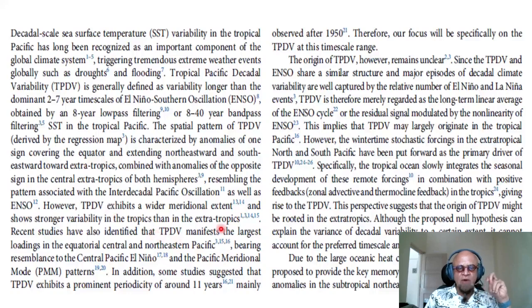However, TPDV exhibits a wider meridional extent and shows stronger variability in the tropics than in the extratropics. Recent studies have also identified that TPDV manifests the largest loadings in the equatorial, central and northeastern Pacific, bearing resemblance to the central Pacific El Nino and the Pacific meridional mode patterns. So we are saying many technical terms. Central Pacific El Nino as opposed to the canonical El Nino or the Eastern Pacific El Nino or the cold tongue El Nino tends to be colder or warmer in the eastern side based on El Nino or La Nina, even though La Nina doesn't have so many flavors like El Nino does.